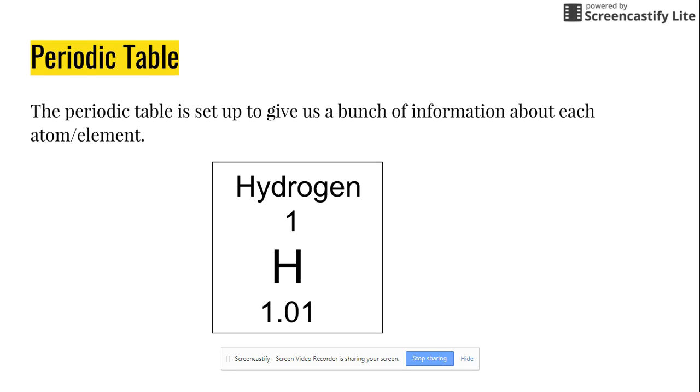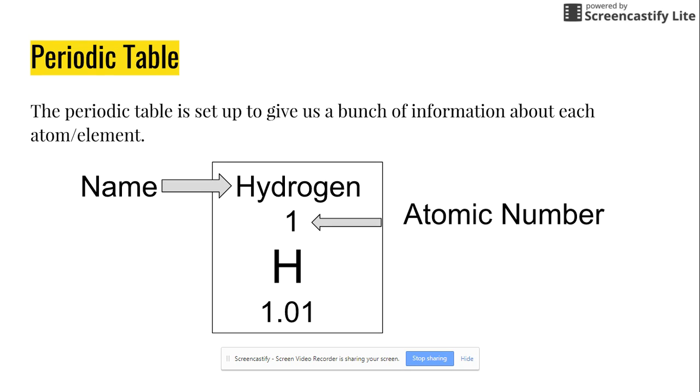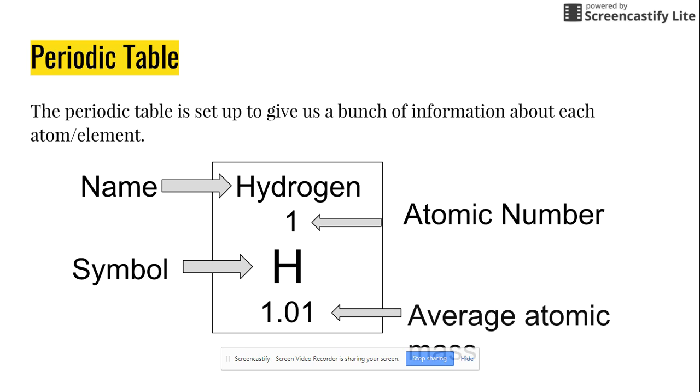The periodic table I'm giving you is set up like this block that you see here, with the name of the element at the top, the atomic number next, the symbol of the element, and then the average atomic mass. Yes, I would like for you to sketch this in your notes.